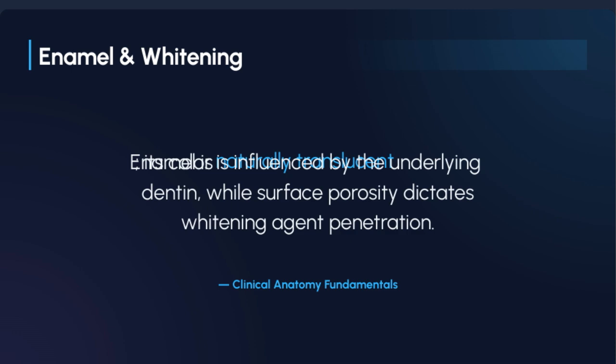When we discuss enamel and whitening, we're essentially exploring how the structure and properties of enamel influence the outcomes of whitening procedures. Understanding these fundamental principles helps us better predict how whitening will work on different patients and how to optimize the results. So, in summary, the color is influenced by what's underneath, and surface porosity controls how well whitening agents can do their job. Both are vital for achieving a brighter, more aesthetic smile.